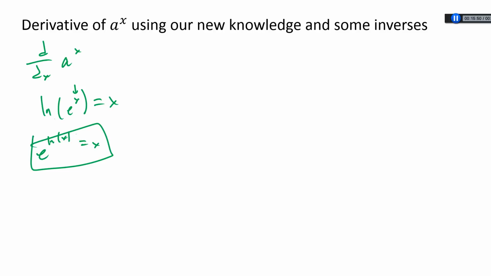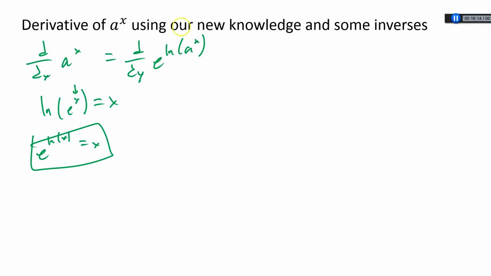So what we're going to do is, instead of just putting an x there, we're going to put a to the x there. So this is the same thing as doing the derivative of e to the power natural log of a to the x. You might have to stare at that for a sec to make it make sense. A to the x is the same thing as e to the natural log of a to the x, because these are just inverse functions. They undo each other. So this would just be a to the x.